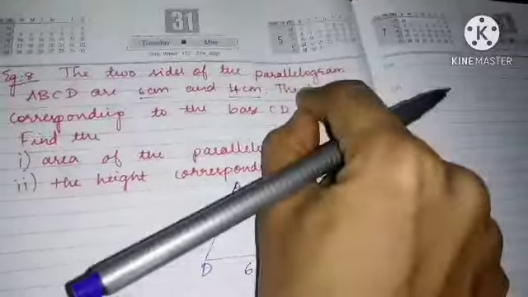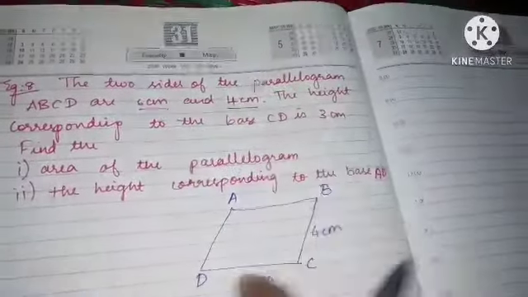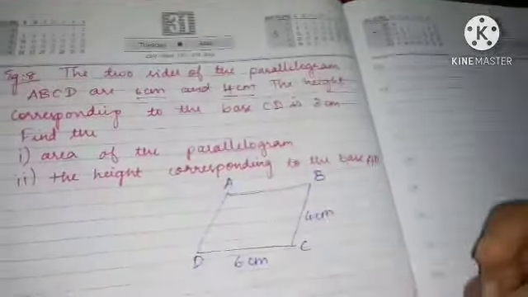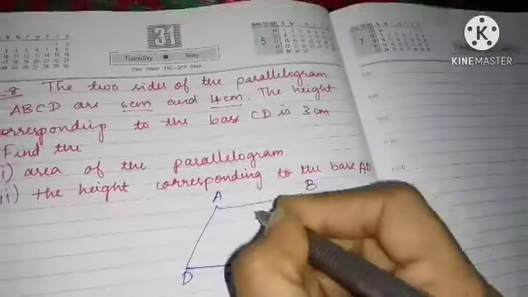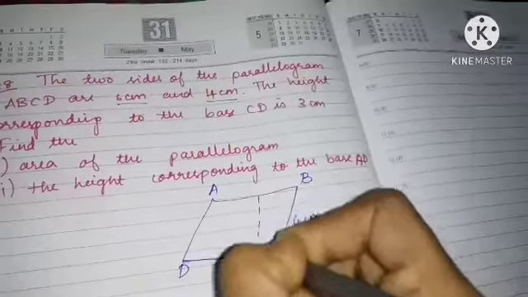The height corresponding to the base CD is 3 centimeter. See, this is the base. So corresponding to the base, which is the height? This one is the height.